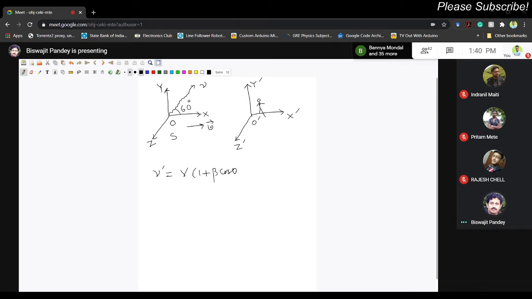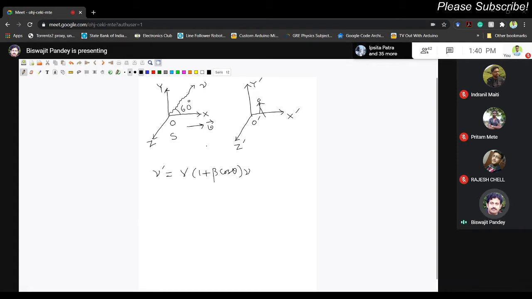In this case, 1 plus beta cos theta. This comes from the Lorentz transformation of the 4-wave vector, which we have already discussed. This is the gamma factor. Again, you should always remember that gamma is always associated with a particular velocity. In this case, there is only one velocity v, which is the velocity of the frame. So gamma is basically gamma v, and beta is v by c.